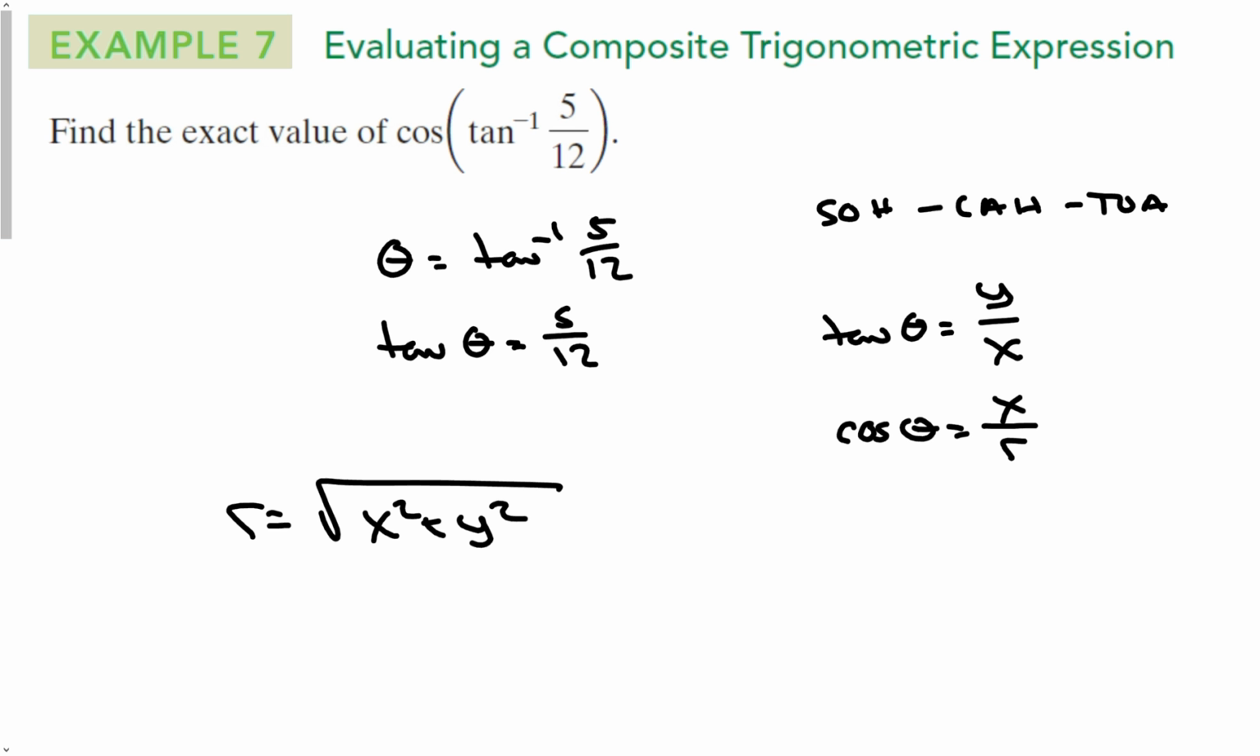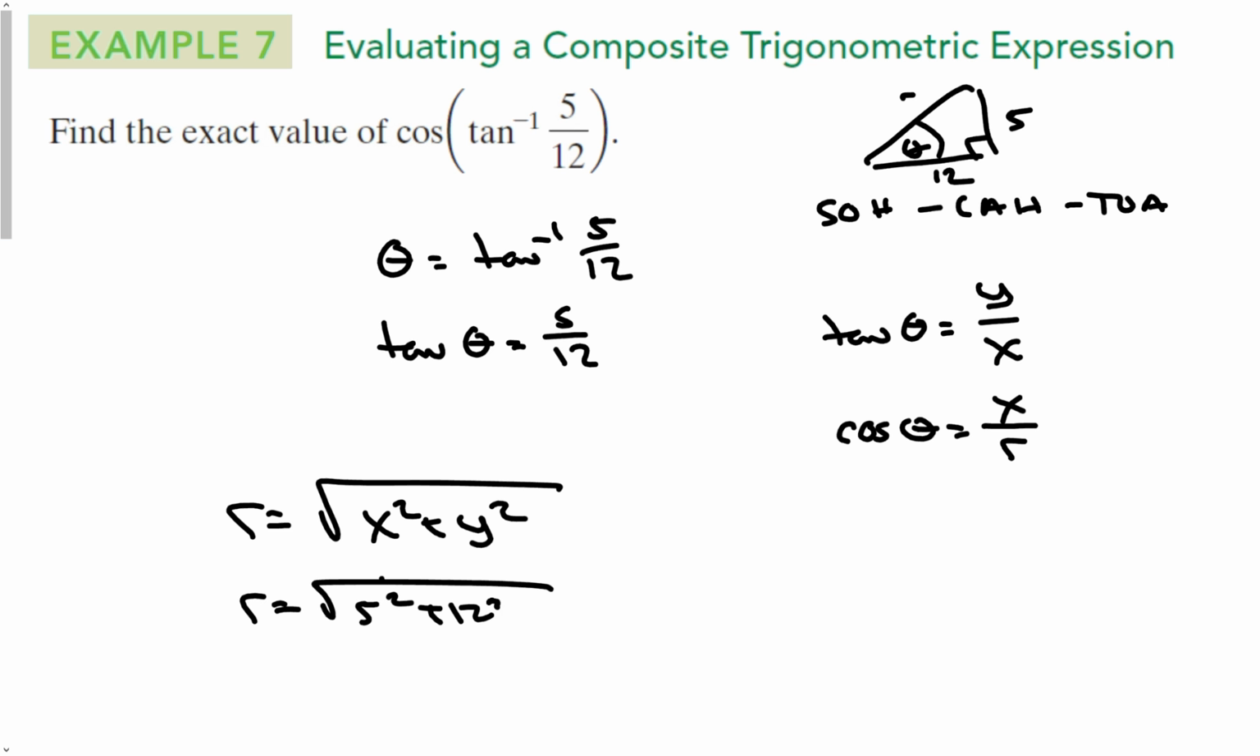Pythagorean theorem. If I were to draw this out as a triangle and use SOHCAHTOA, I could call this my angle, and the tangent would be the opposite over the adjacent, and I would use the Pythagorean theorem, just like I'm using right here, to find the hypotenuse. So my radius is going to be 5 squared plus 12 squared, which is 169. So the radius is 13. I should have known that ahead of time since this is a Pythagorean triple, 5, 12, 13.